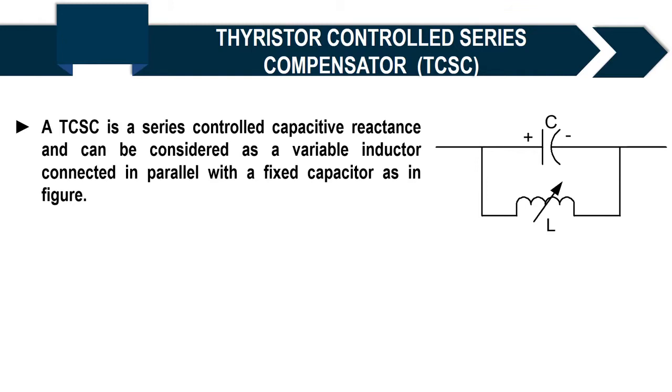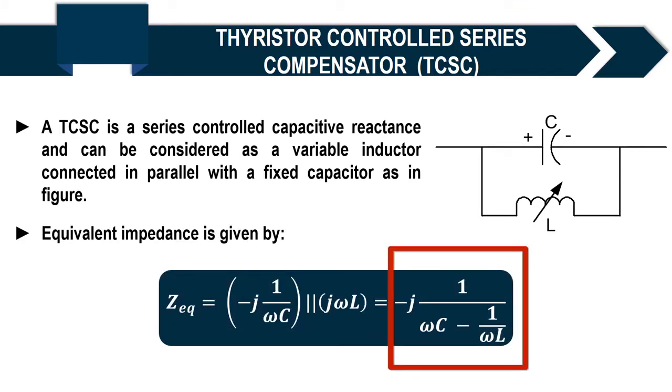Now how the overall impedance is affected can be seen from this diagram. As you can see from here, the equivalent impedance is given by j X equivalent is equal to minus j 1 upon omega C minus 1 upon omega L. Now the overall working principle of the TCSC basically depends upon this formula. It basically depends upon the value of omega C minus 1 upon omega L.